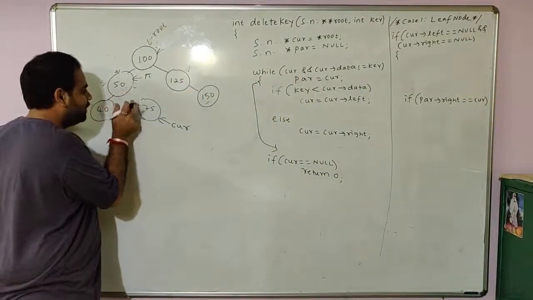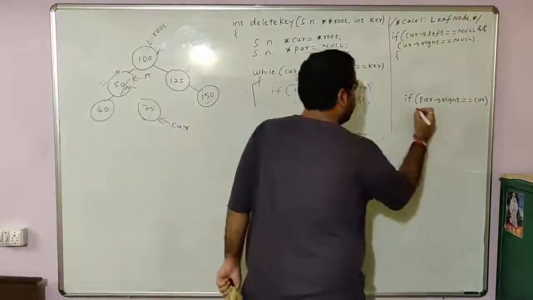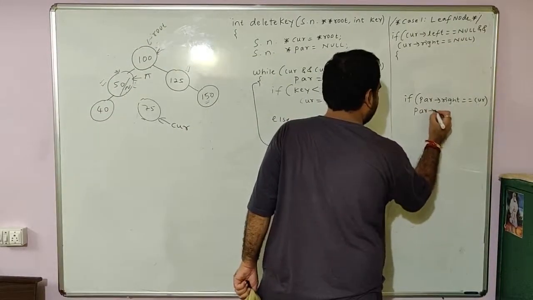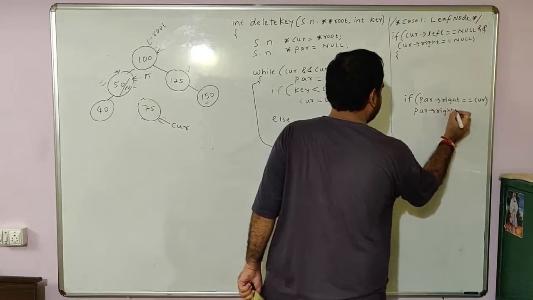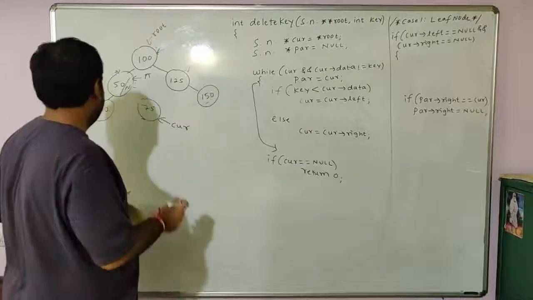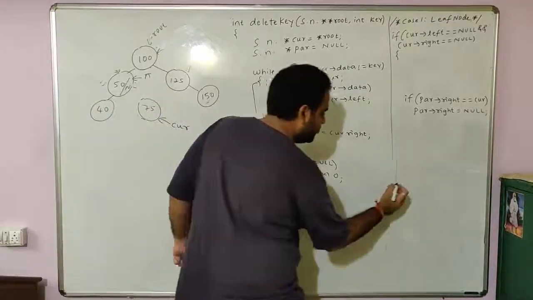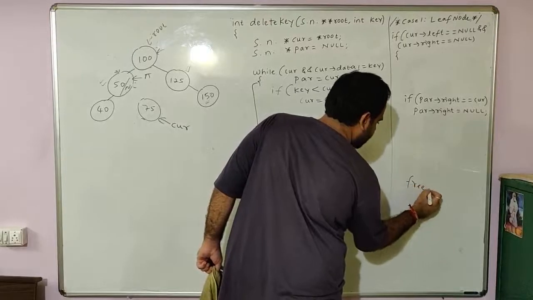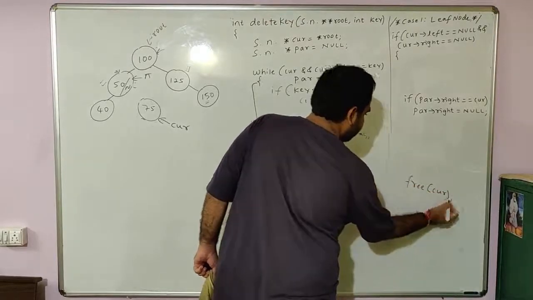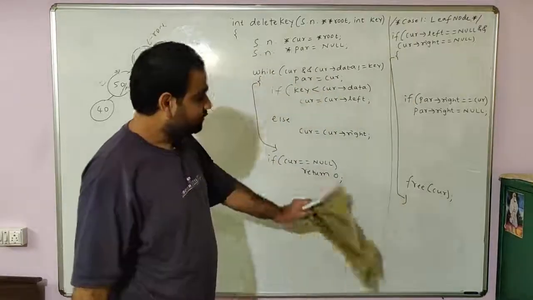Therefore, this link should be broken and null should be written over here. And what do we write? Parent arrow right is equal to null. Now this is null. Now it is free to be deleted. This current node can be deleted. Therefore, what do we write? We say free current, and since we have deleted, we can return 1, but we will return 1 at the end. This is the end.